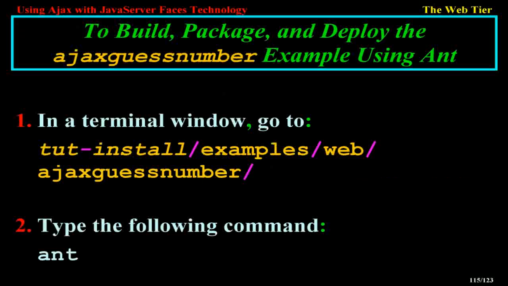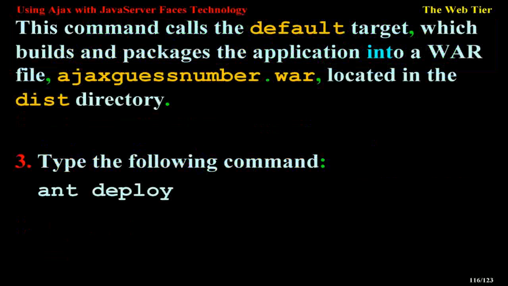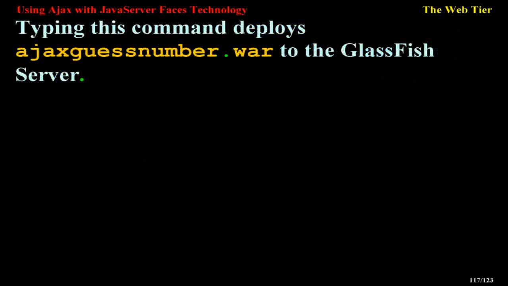To build, package, and deploy the ajaxguessnumber example using Ant: in a terminal window, go to tut-install/examples/web/ajaxguessnumber/. Type the following command, which calls the default target, which builds and packages the application into a WAR file, ajaxguessnumber.war, located in the dist directory. Type the following command to deploy: ant deploy. Typing this command deploys ajaxguessnumber to the GlassFish server.